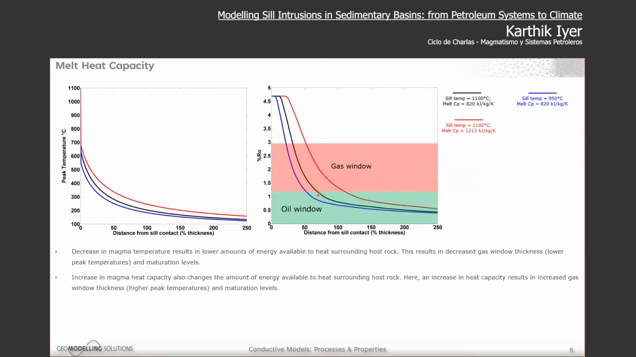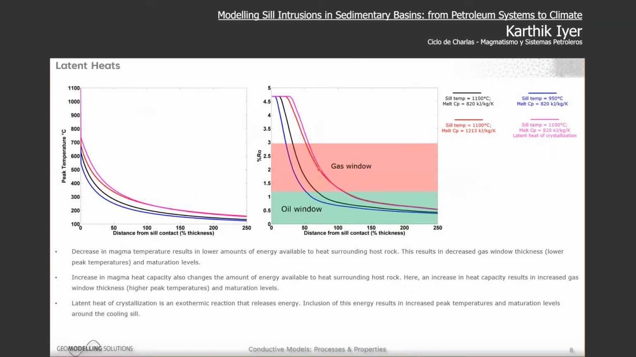What happens when we change heat capacities? Do we know that? Well, it's not very well constrained, but we sort of know what heat capacities to expect in our sills. Based on that, you can see if I just increase the heat capacity in my model, I increase the energy input. And then I have a greater impact on the host rocks further away from the sill, and I generate more gas in it. And lastly, like I said, the sources and sinks are pretty important.